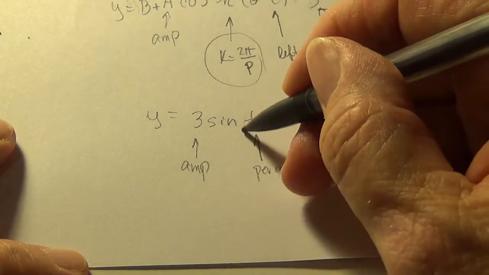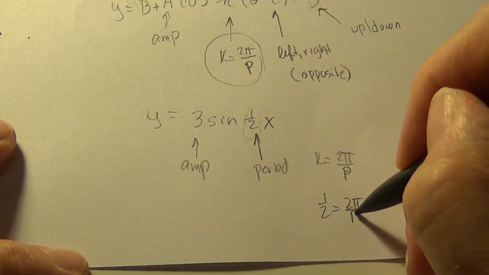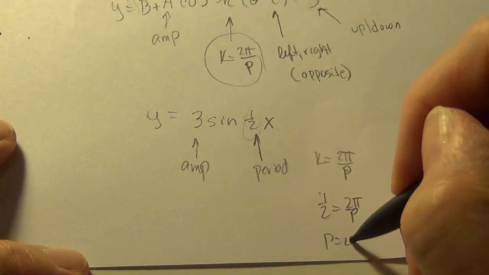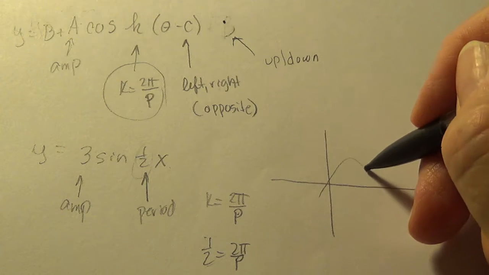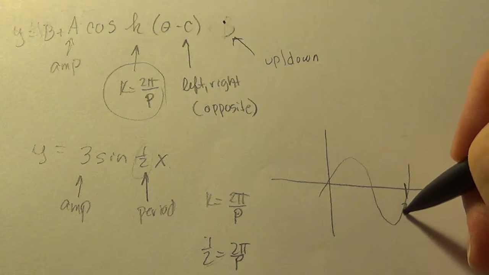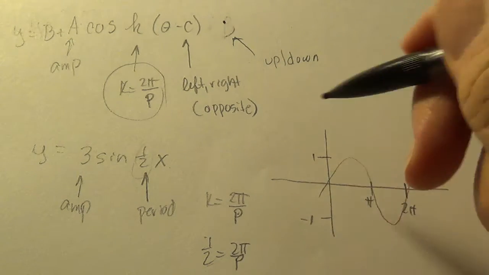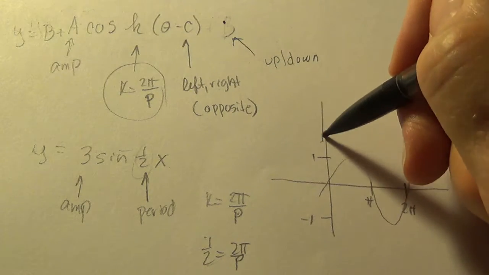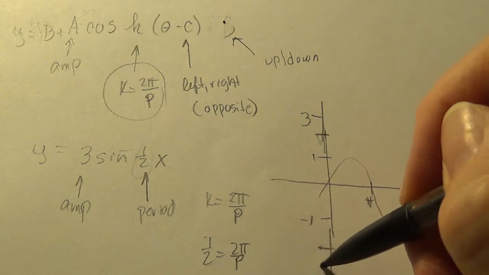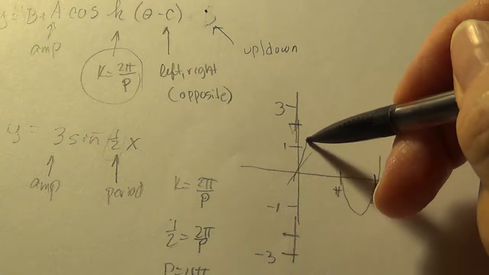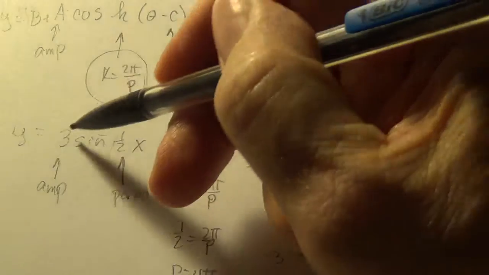K is whatever's in this position. So 1/2 equals 2 pi over p. P equals 4 pi. I usually start with a regular sine curve, 2 pi, pi, 1 and minus 1, but this is going to go up to 3 and down to minus 3. So I'll stretch it up. I haven't changed anything else but the amplitude, so I took care of that.